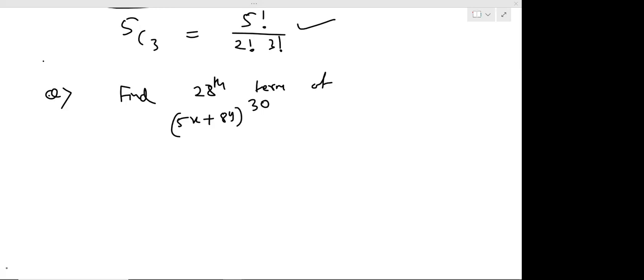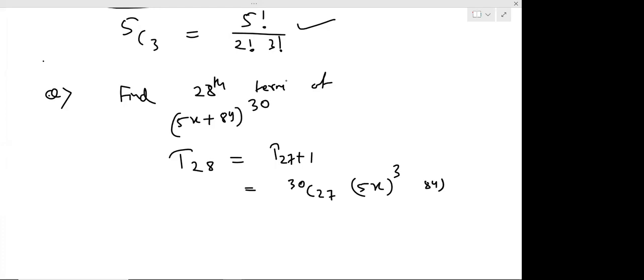Sir, I got the 30. Let me see. I do not have the exact answer for this, but let me write the general term. So T28 will be T(27 plus 1). Right? Yes, what were you saying? 30C27, right, 5x to the power 3, right, 8y to the power 27.